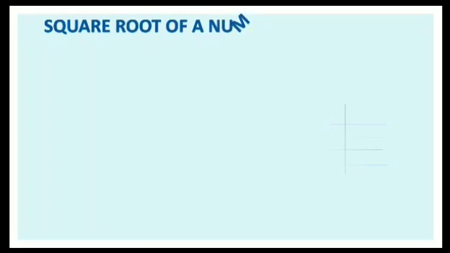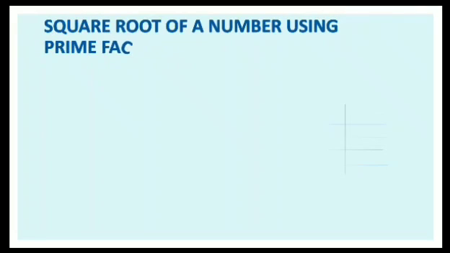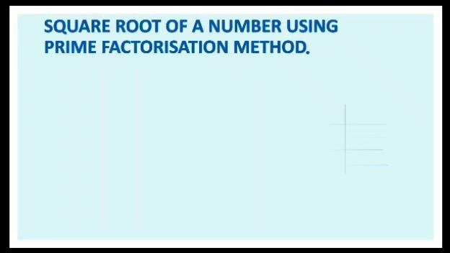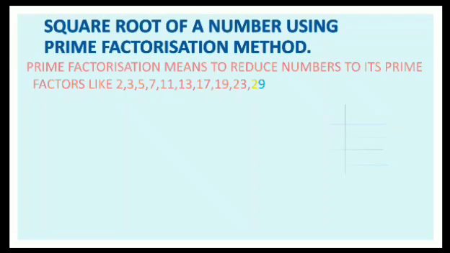Square root by prime factorization. So yes, you guessed it correct. We will be calculating square root by using the LCM method, where prime factors will be involved. Prime factorization means to reduce numbers to its prime factors like 2, 3, 5, 7, 11 and so on.